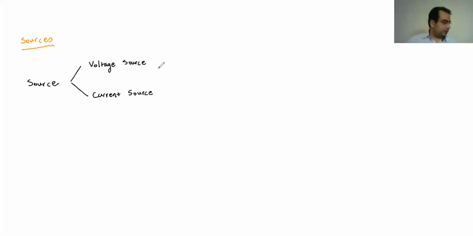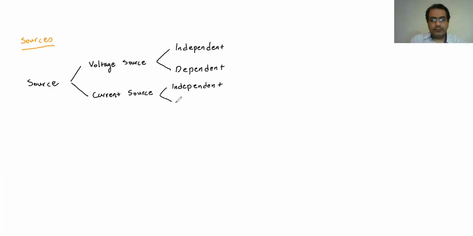Either of these two can be dependent or independent. Let's first start with independent. So it can be an independent source, or it can be dependent. The same here, it can be independent or it can be dependent.